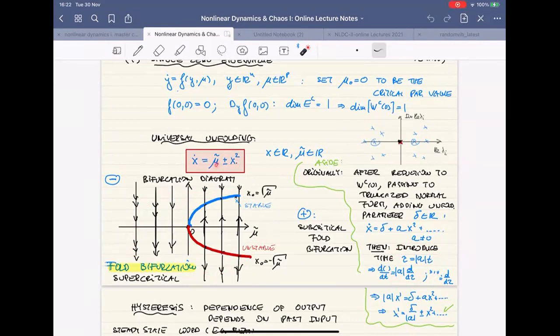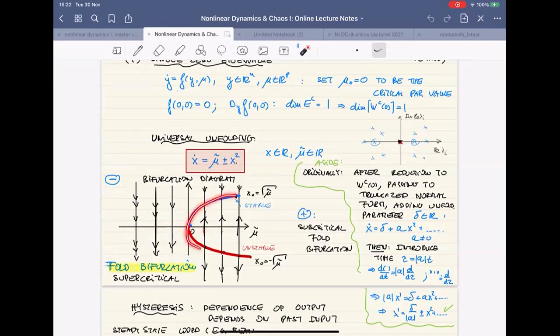So what's happening here is that for negative, let's take the negative sign. So that's the case. Then you have no equilibrium point here for mu less than 0, because that's negative, and this is also negative. So no way this can be 0. But things change when mu tilde is either 0 or positive.